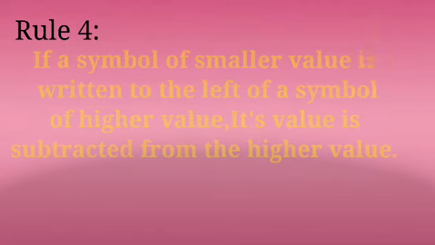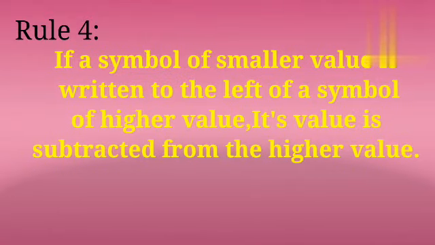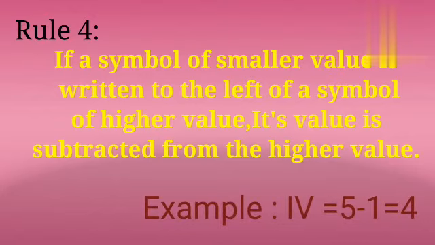Rule number 4. If a symbol of smaller value is written to the left of a symbol of higher value, its value is subtracted from the higher value. For example, in IV, symbol I of smaller value is written to the left of symbol V of higher value. Its value 1 is subtracted from the higher value 5. We get 5 minus 1 is 4 and write 4 as IV in Roman numerals.